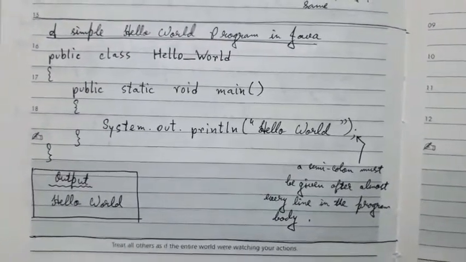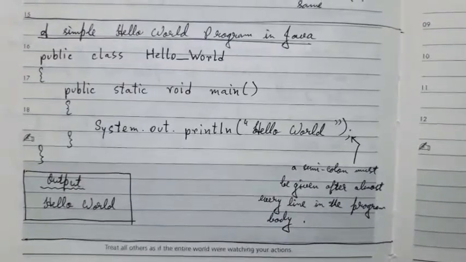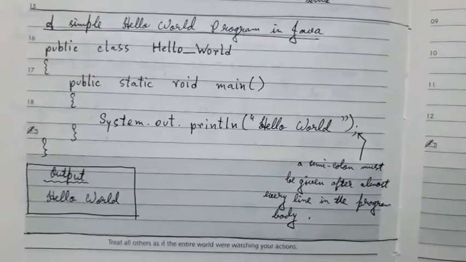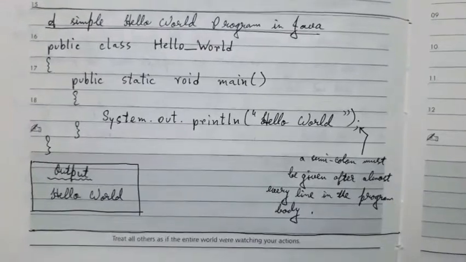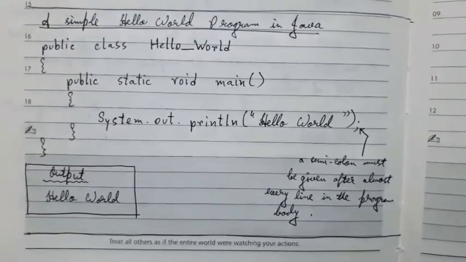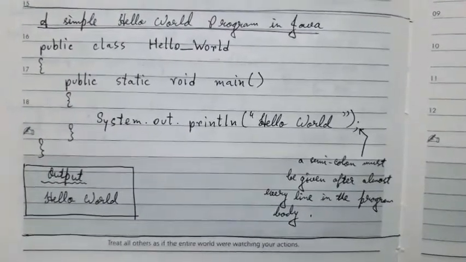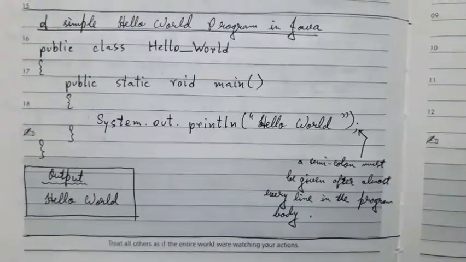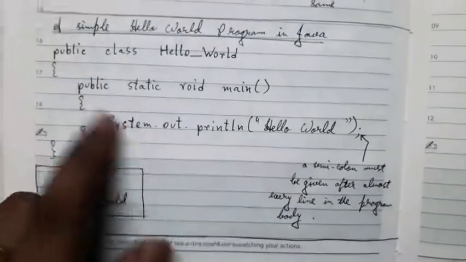In any programming language, you'll see the first program they write is the hello world program. Hello world is nothing but a phrase. The phrase hello world is printed. That's all. How to do that?